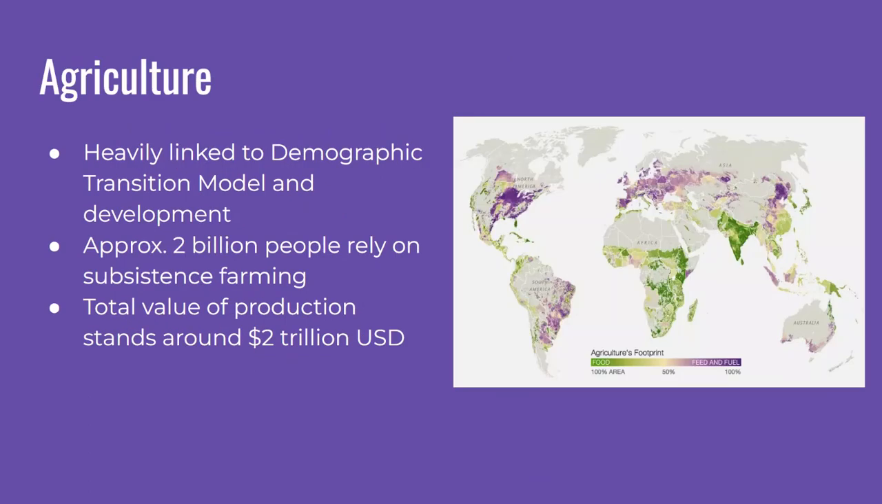Agriculture is heavily linked to the demographic transition model and development, where approximately 2 billion people rely on subsistence farming worldwide. Subsistence farming is characteristic of less developed countries, while commercial farming is characteristic of more developed countries. The total value of production from agriculture stands around $2 trillion, and it will become increasingly important as our population increases worldwide.